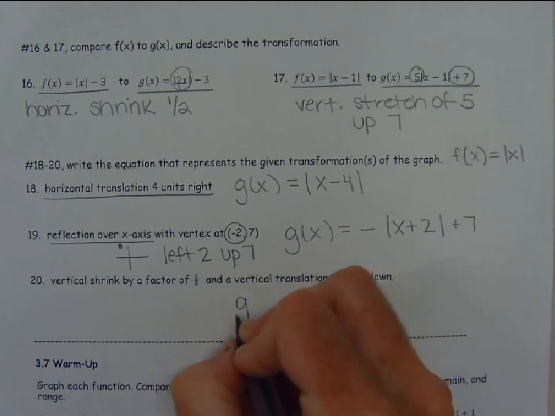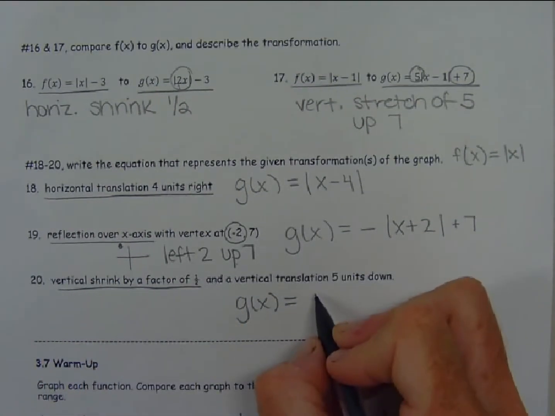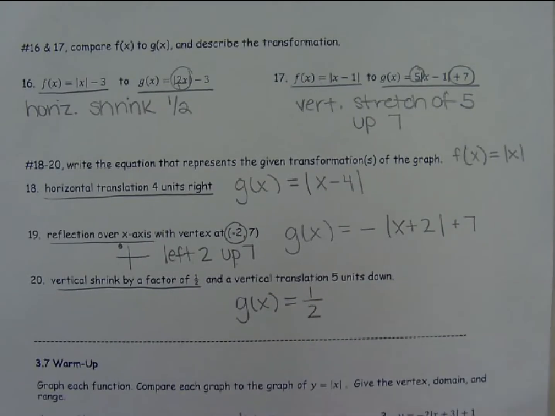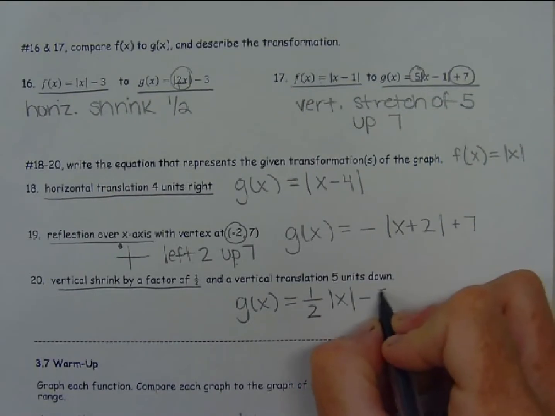And then our last one, a vertical shrink of 1/2. Vertical shrinks are always out front, so our vertical stretches go out front. And then 5 down. Up and down is always out back, and that will be -5.